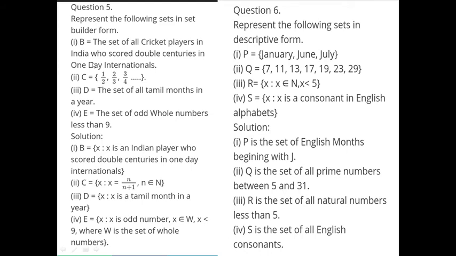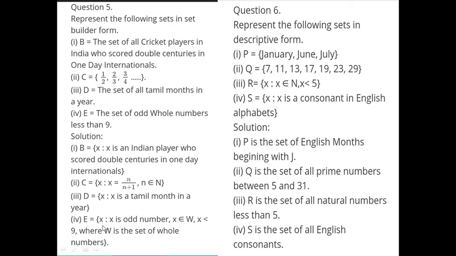The next, fourth, E equal to set of all odd whole numbers less than 9. See, here are three conditions. E equal to set of x such that x is an odd number and our x should be a whole number and our x should be less than 9. So there are three conditions which you have to mention here.